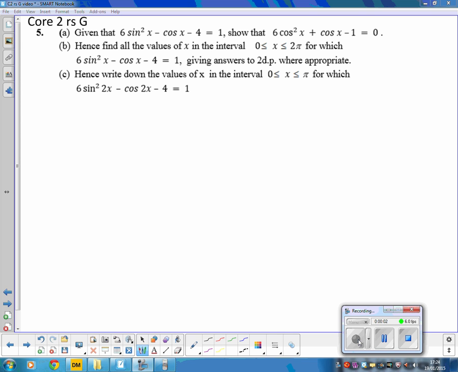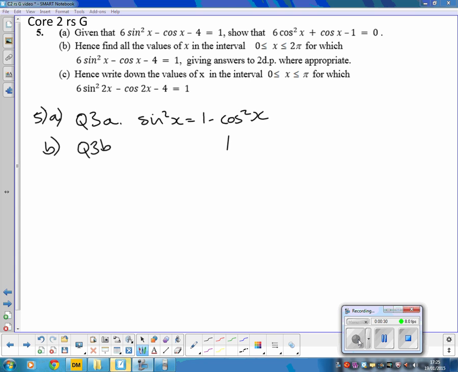Okay, question 5, part A is the same technique as with question 3, part A, except this time you're going to be replacing sine squared with 1 minus cos squared x. Apart from that, have a look at question 3A. Question B is then the same technique as question 3B.